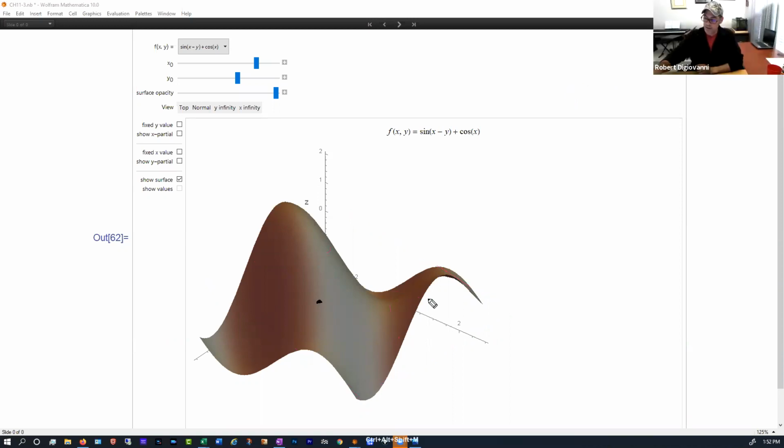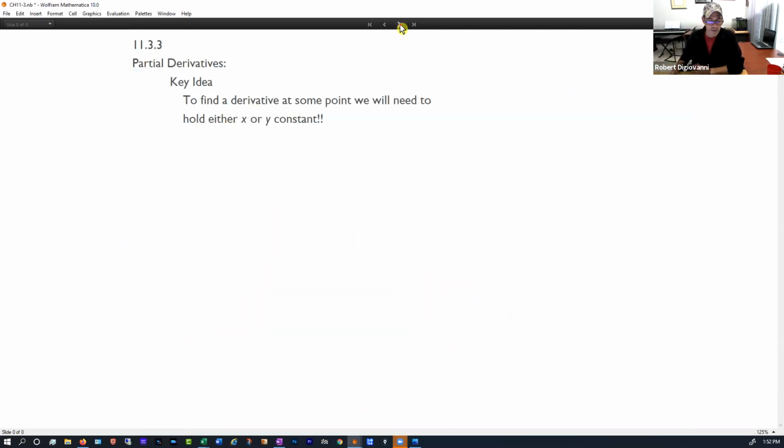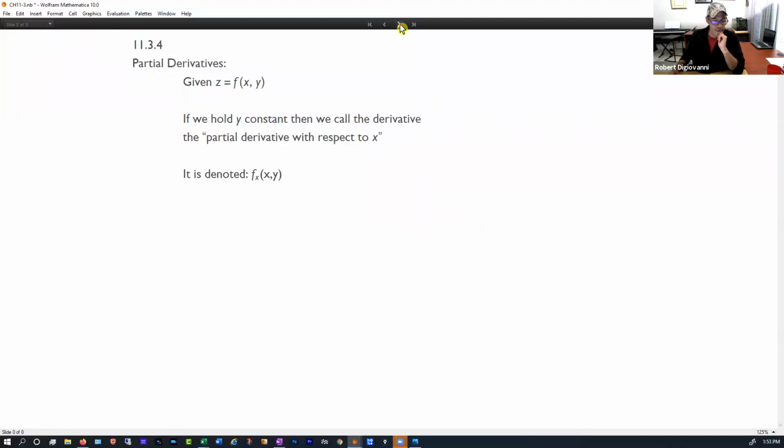All right, so let's get to actually doing something with this. The key idea is that in order to find the derivative at some point, we will need to hold either the x or the y constant. You have to hold one of them constant to talk about the slope of a tangent line. So if we are given some function z equals f of x, y, if we hold the y constant, then we will call this the partial derivative with respect to x.